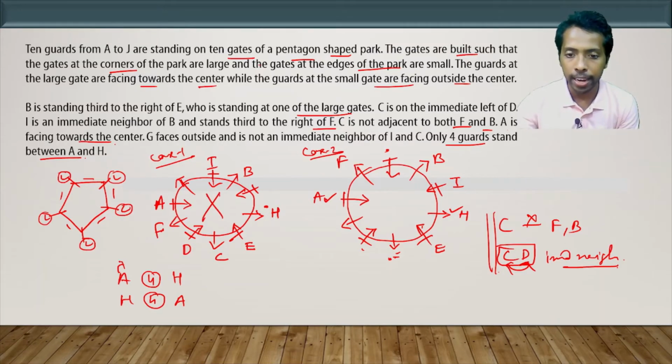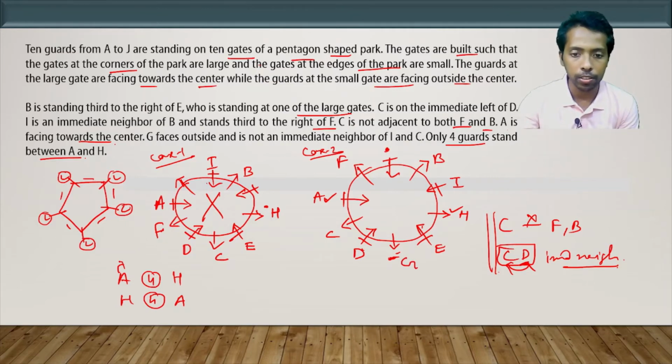So A and H is here. A and H if it's here, and the second possible case is this is for A and H. Anyway, leave it for the time being. Just follow up with the present one. Now C sits immediate left of D. C is not adjacent to F and B. So C can be here. Immediate left of D, yes, it's possible. Now G faces outside. G faces outside, only 1, 2, okay, so only one place left, that is G faces outside and is not immediate neighbor of I and C, right?